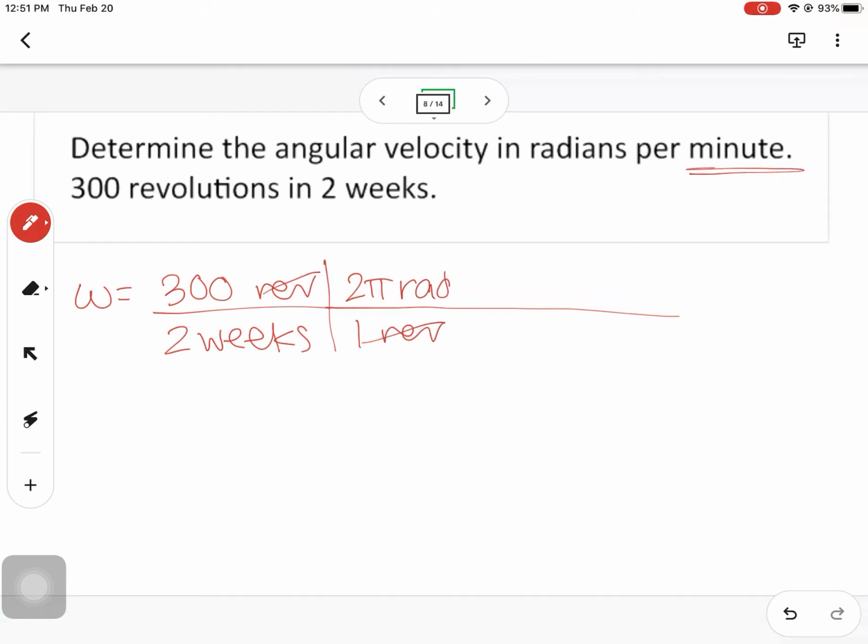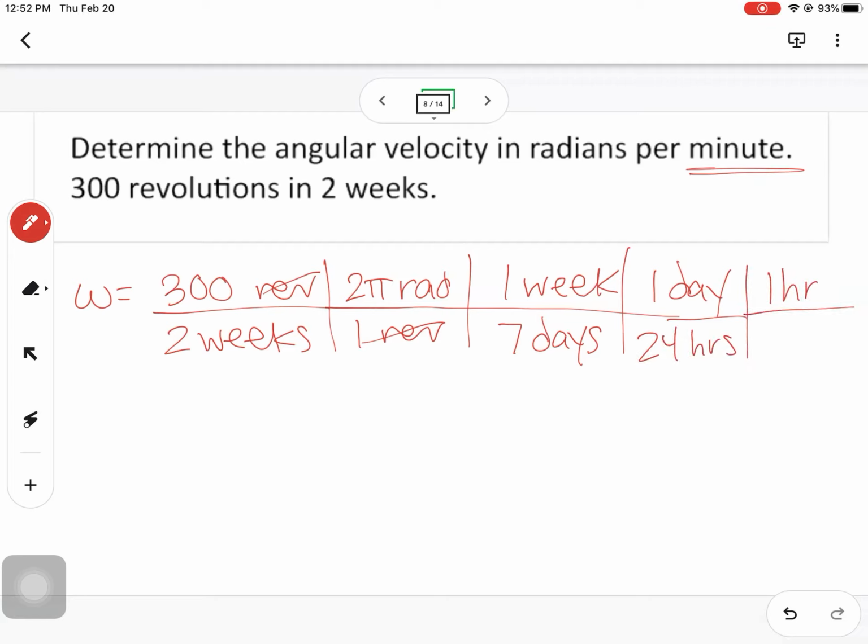And my time now needs to switch from weeks into minutes. And again, you can do this in little jumps or big jumps. In 1 week, there are 7 days. In 1 day, there are 24 hours. And in 1 hour, there are 60 minutes. So again, if I check my units and make sure they cross out correctly, that should work for me.